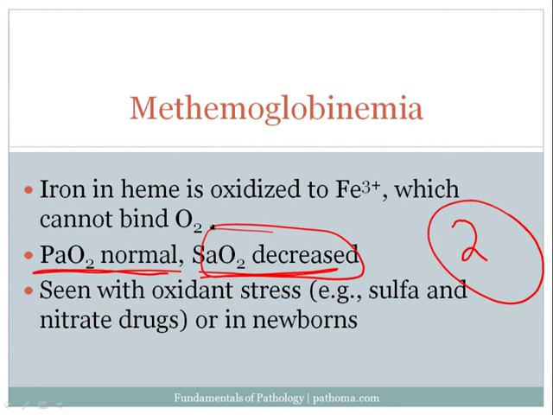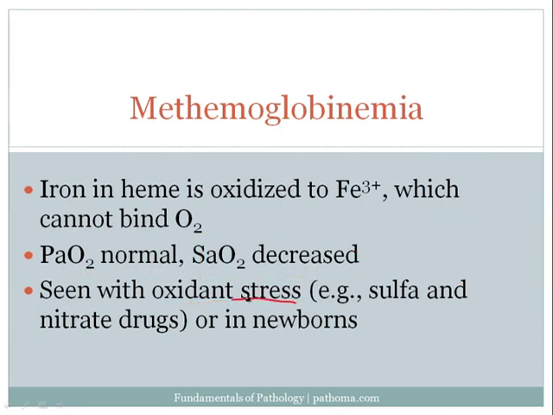Now, the next point to be aware of is in what clinical context would we actually see methemoglobinemia? Classically, it's seen with oxidant stresses. Oxidant stresses have the ability to oxidize the iron. So what are some oxidant stresses? Well, sulfa drugs are oxidant stresses. Nitrate drugs are oxidant stresses. Those are the classic ones, and those are the way by which they tie in a little bit of pharmacology on examinations. Another group of patients that can develop methemoglobinemia are newborns.